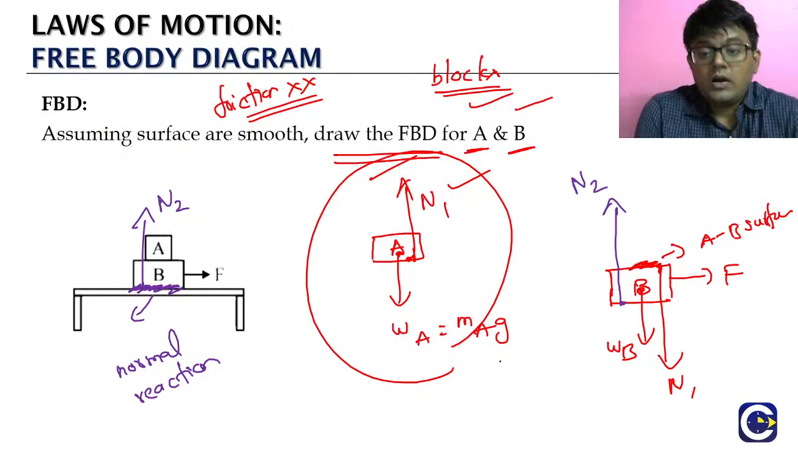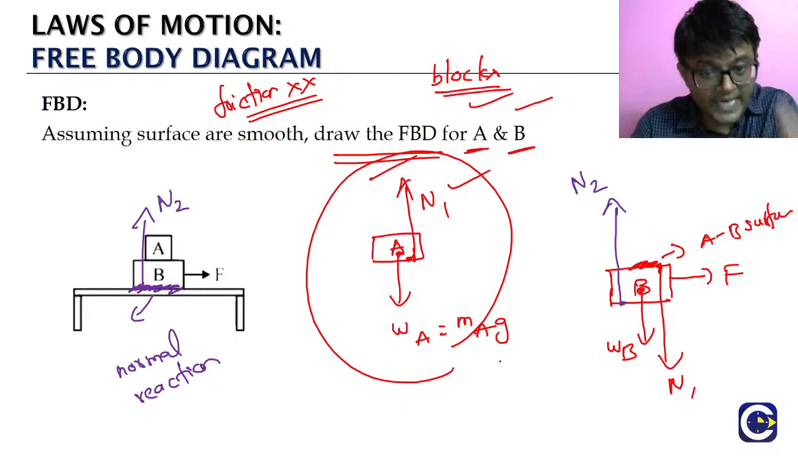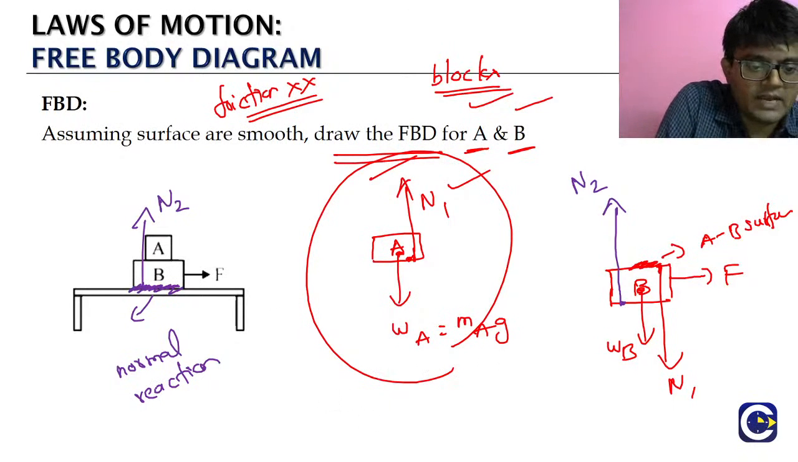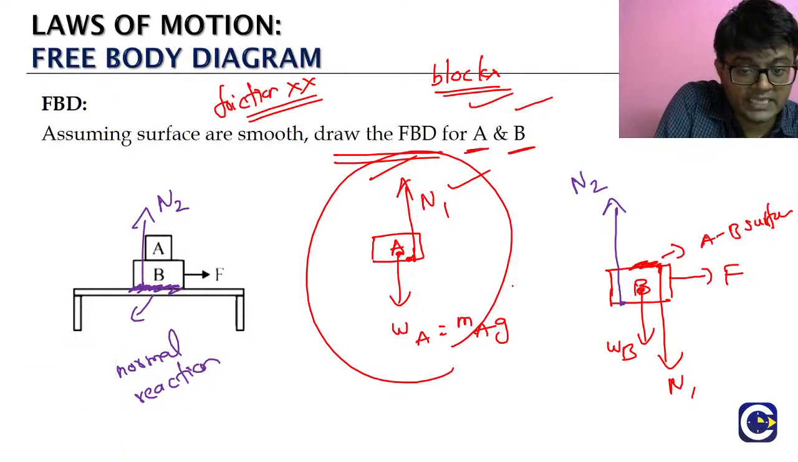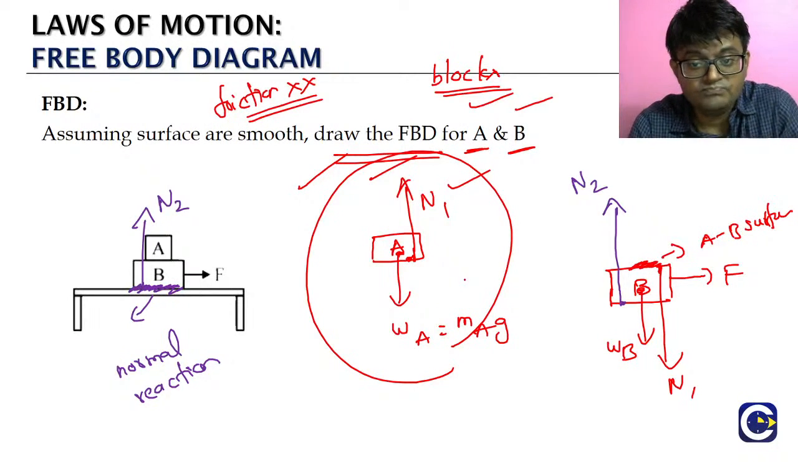Look, on A, how many forces are acting? Only two forces. Why? The weight of the block A, and then the normal reaction between the A and B surfaces. So okay, that is the number of forces acting on A. We have represented that here, the free body diagram for A. Okay, so this is the free body diagram for A. In this, we can study the motion of A.